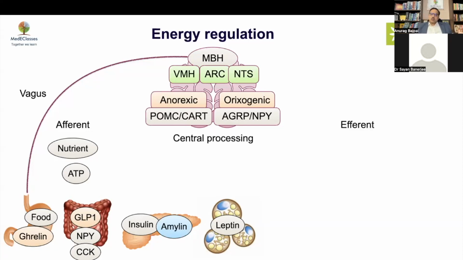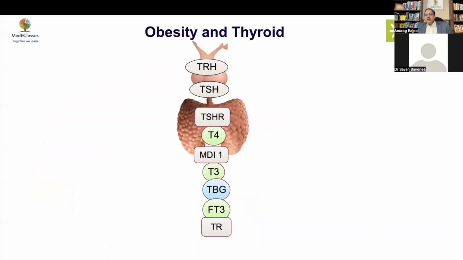Now, there is also an efferent pathway, which really controls the energy expenditure. So the energy intake and expenditure are both correlated very closely in that regard, and this efferent pathway is regulating the energy expenditure. Now, what we need to understand, and this is very important from a clinical perspective of evaluation, is that obesity has a huge impact on a number of hormonal systems.